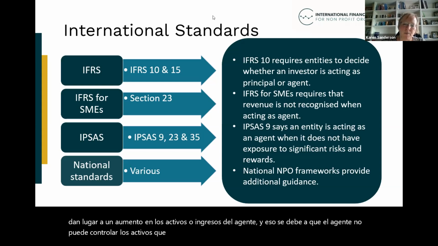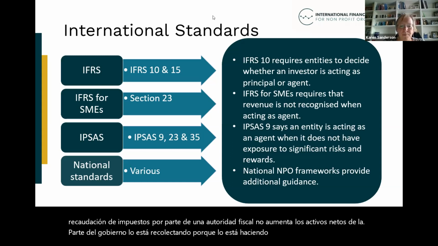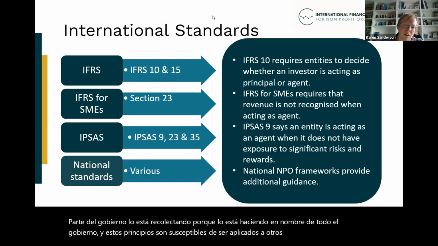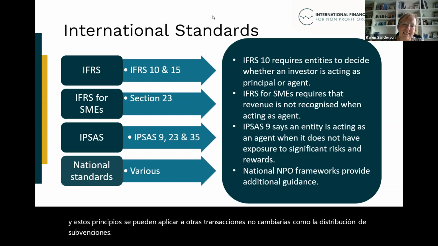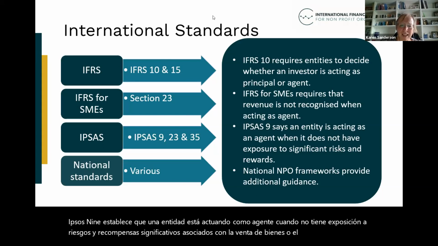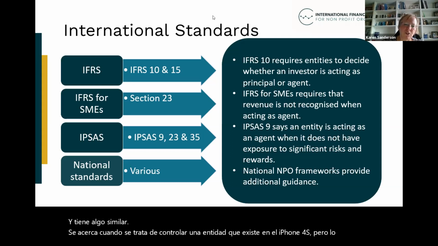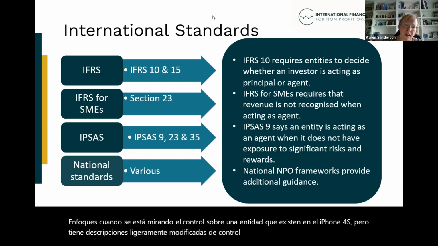So the collection of taxes by a tax authority does not increase the net assets of the part of government that's collecting it, because it's doing it on behalf of the whole of government. And these principles are capable of being applied to other non-exchange transactions, such as the distribution of grants. IPSAS 9 sets out that an entity is acting as an agent when it does not have exposure to significant risks and rewards associated with the sale of goods or provision of services. And it has similar approaches when it's looking at control over an entity that exist in IFRS, but it has slightly amended descriptions of control to reflect the public sector context, but the principles are similar.